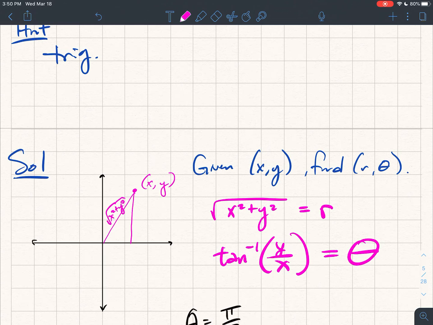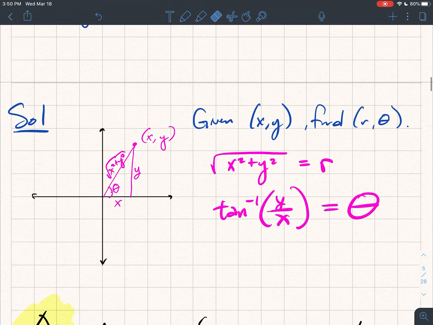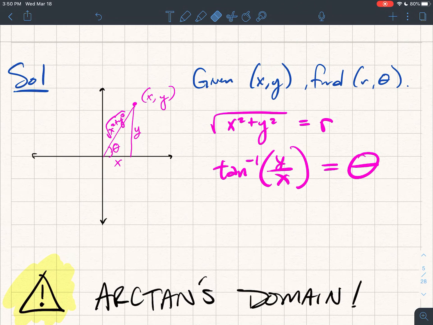And then to find the angle, I know x and y here. This angle is the inverse tangent of y over x. That's going to give you the theta. Be very, very careful about inverse tangent's domain when you're using these two formulas to go from rectangular to polar coordinates. Arctan's domain is only in quadrant 1 and quadrant 4. If your point is in quadrant 2 or quadrant 3, you've got to use your brain a little bit and not just your calculator.